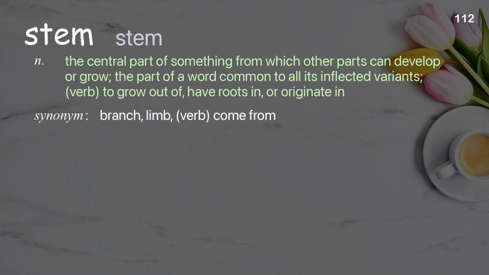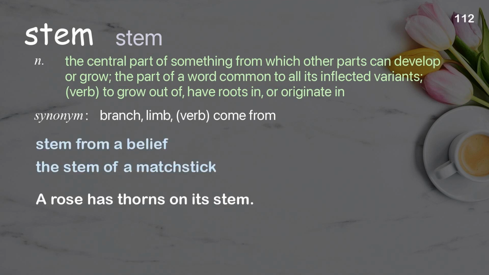Stem. The central part of something from which other parts can develop or grow; the part of a word common to all its inflected variants. Verb: to grow out of, have roots in, or originate in. Examples: Stem from a belief, the stem of a matchstick. A rose has thorns on its stem.